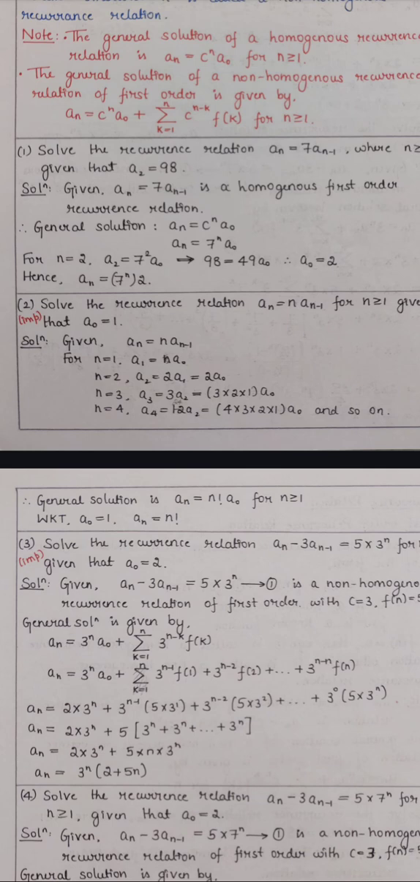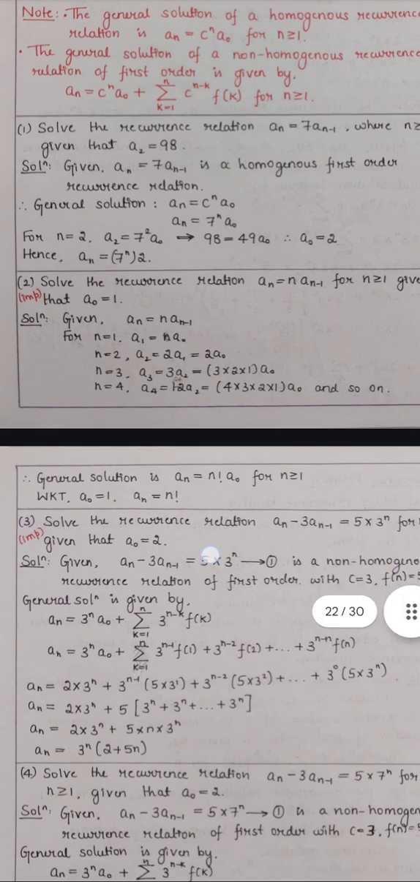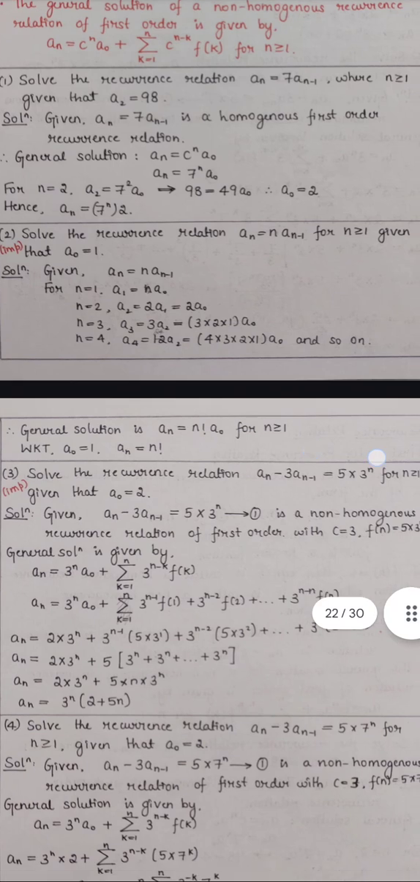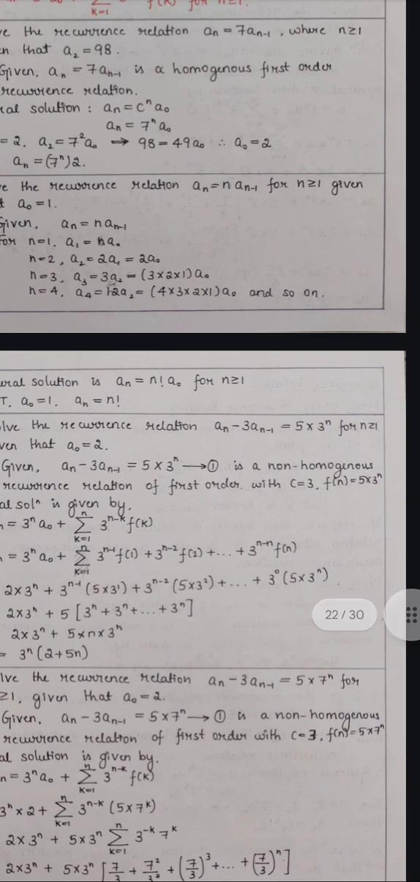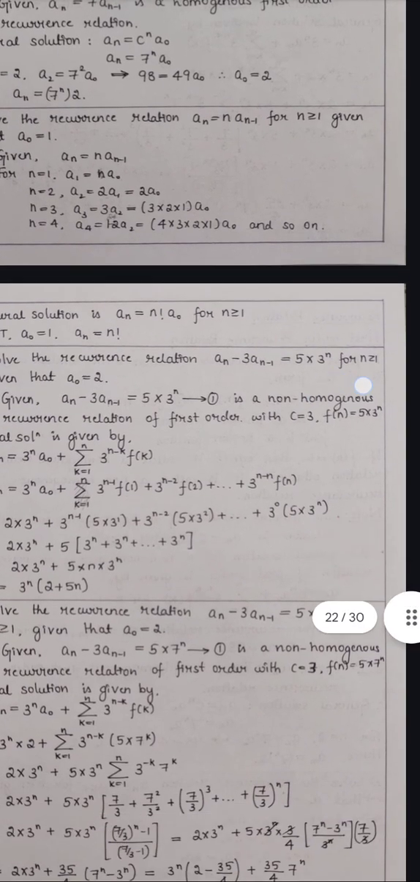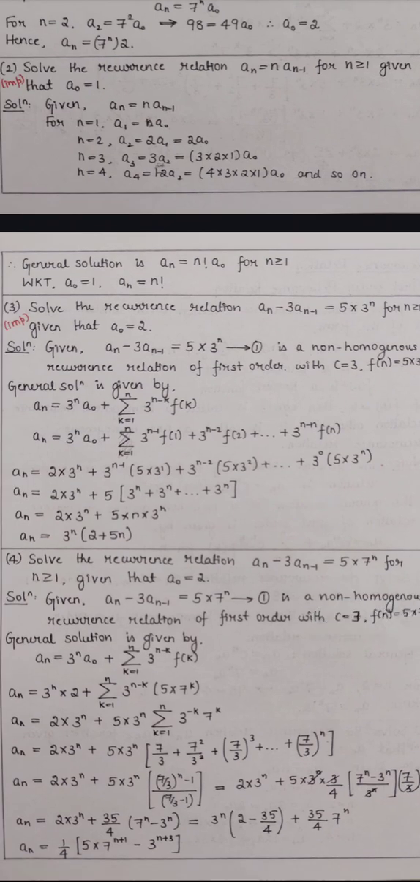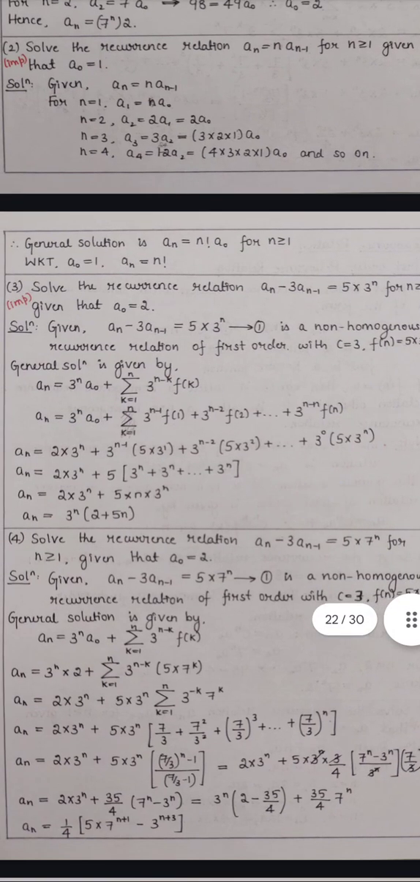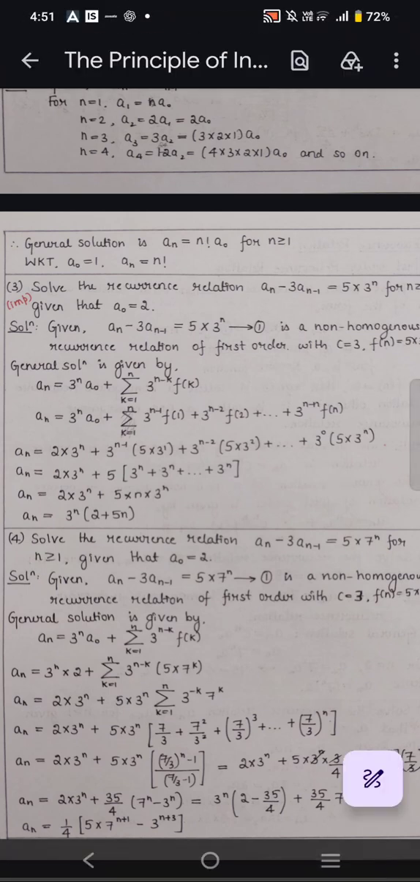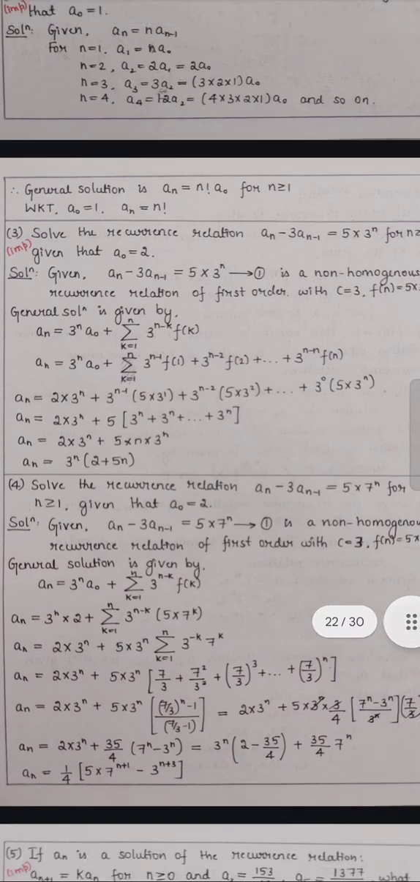C power n minus k, k is 1 to n. Then f of k, what is f of k? It is 5 into 3 power n. So that will do till 3 now, however much it comes. a_n equals 3 power n a naught plus summation.